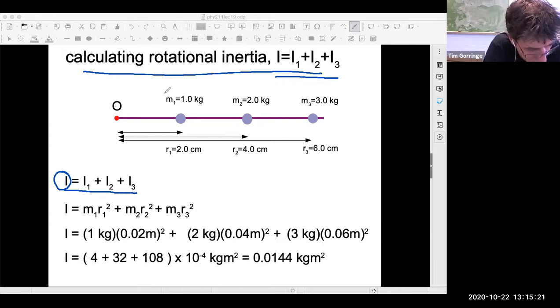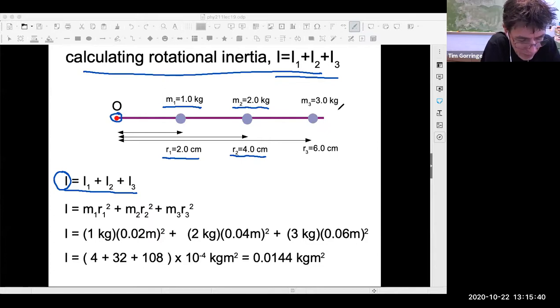And indeed, when I labeled this diagram, I called this mass 1, M1, and this is its distance, R1, from the axis of rotation. This is mass 2, M2. This is its distance, 4 centimeters, from the axis of rotation. And this is mass M3 and its distance R3 from the axis of rotation. So that's how I'm labeling the masses and the distances.